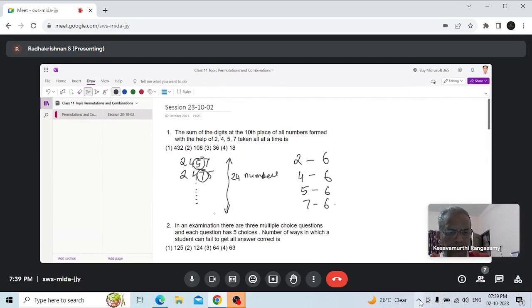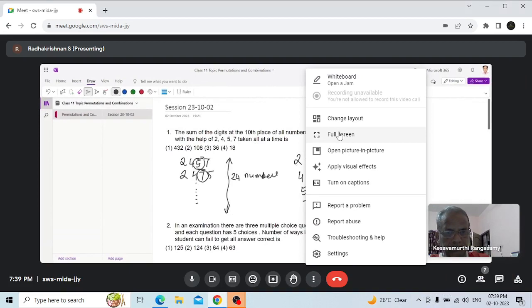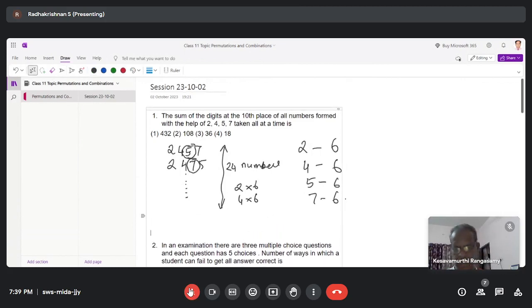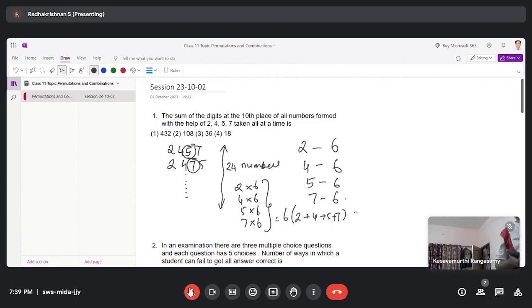So now what we have to do is add all this up. 6 times 2, 6 times 4, 6 times 5, and 6 times 7, at the 10th place of all the numbers, with 2, 4, 5, 7 taken all at a time. So that means we take 2 six times, 4 six times, 5 six times, 7 six times. So add them up. Basically 6 into this, which is the sum of all the digits at the 10th place.